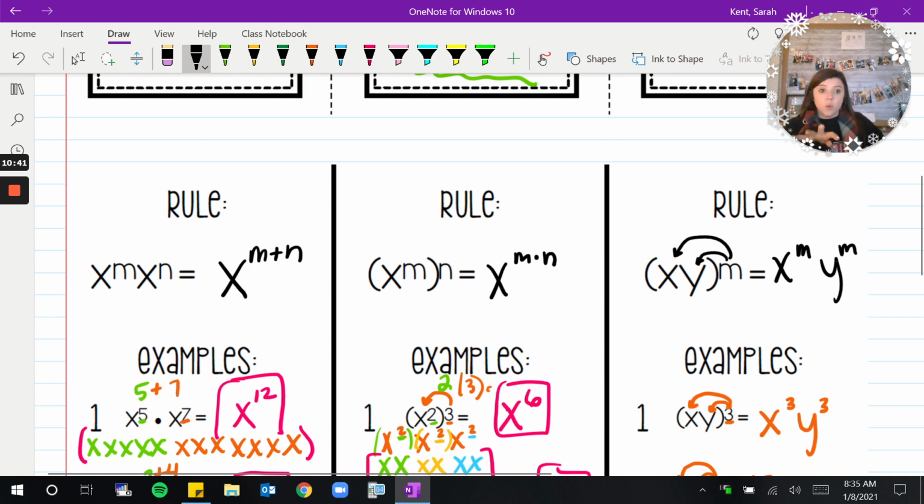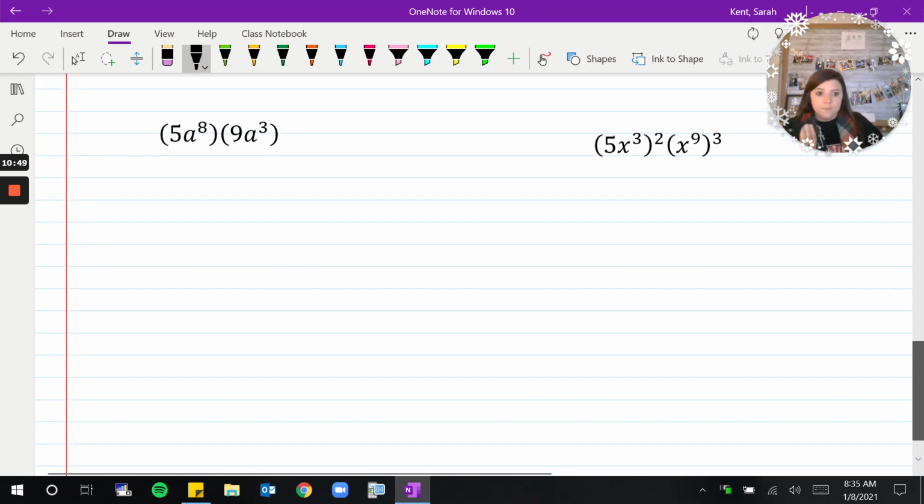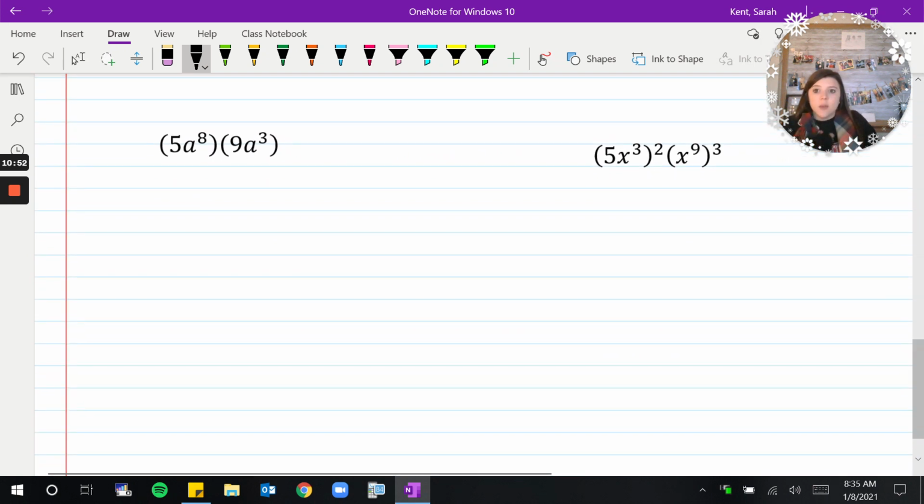So with these rules, we're going to look at some examples that put them all together. And these examples will be similar to your practice. So on the first one, we've got 5 a to the power of 8 times 9 a to the power of 3. So what we want to do is put together things that are the same. So I'm going to take my whole numbers, 5 and 9, and I'm going to put those together. 5 times 9. Then I'm going to take my letter a's, a to the power of 8, a to the power of 3, and I'm going to put those together.